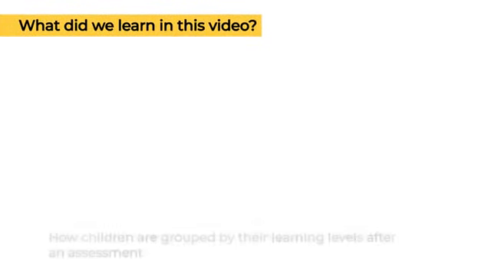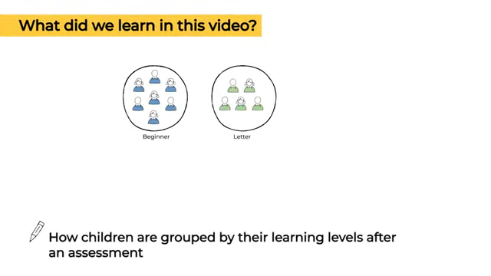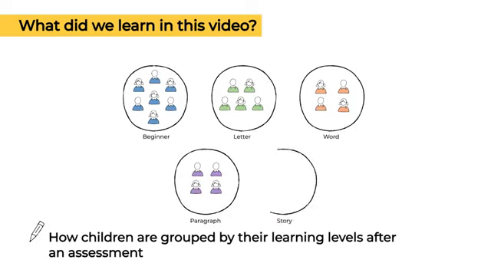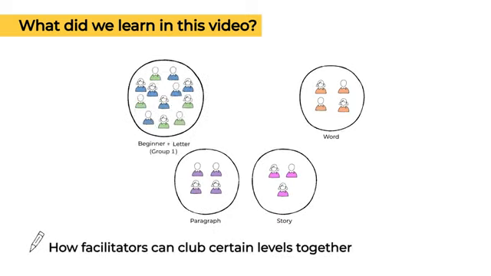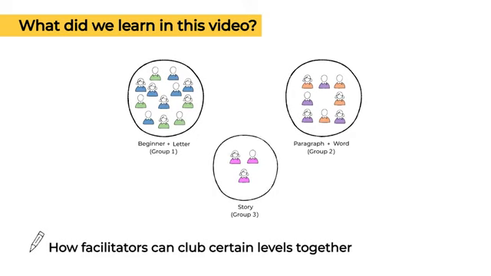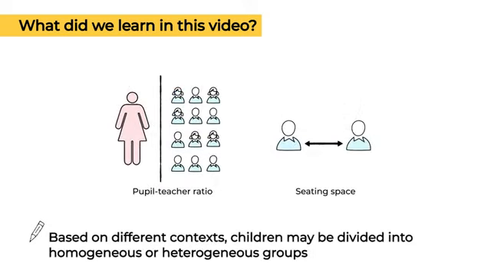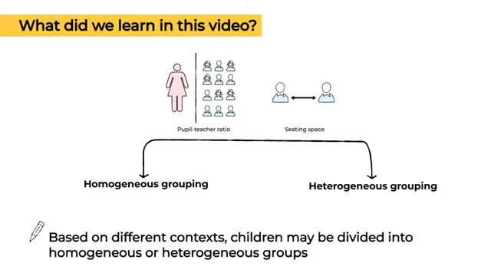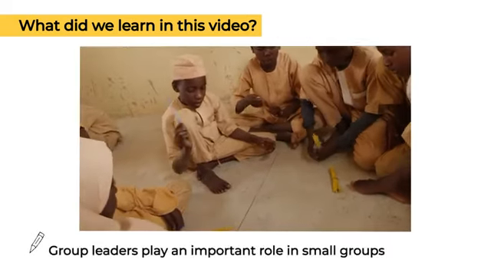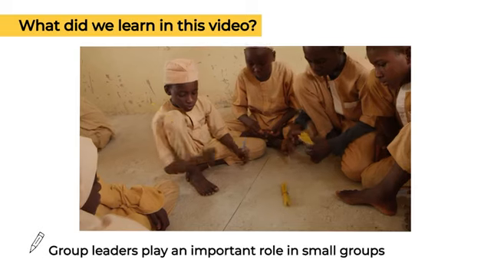In this video, we briefly discussed how children are grouped by their learning levels after an assessment and how facilitators can club certain levels together. Based on different contexts, children may be divided into homogeneous or heterogeneous groups. Finally, you learned that group leaders play an important role in small groups.